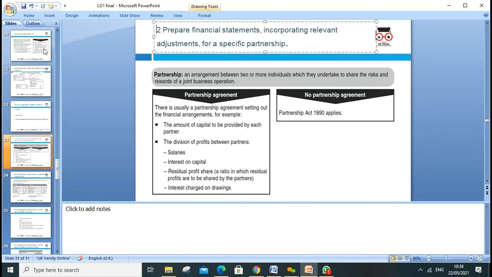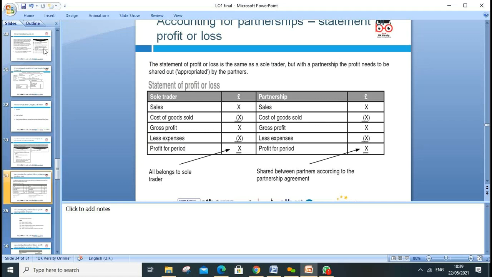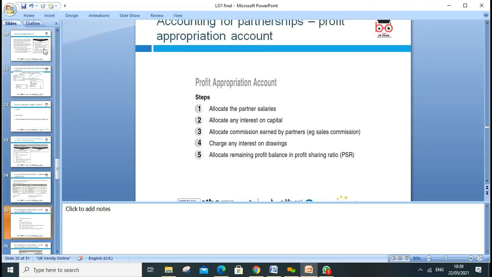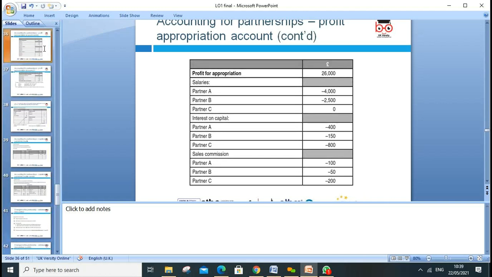Then we have 1.2, which is about the preparation of financial statements of adjusted partnership. So we know a partnership can have many partners, up to 20, and we can make adjustments. The key difference between a sole trader, who is one person, and a partnership, which can have many. And in a partnership, we prepare the partnership appropriation accounts. Yes, so here is an example.